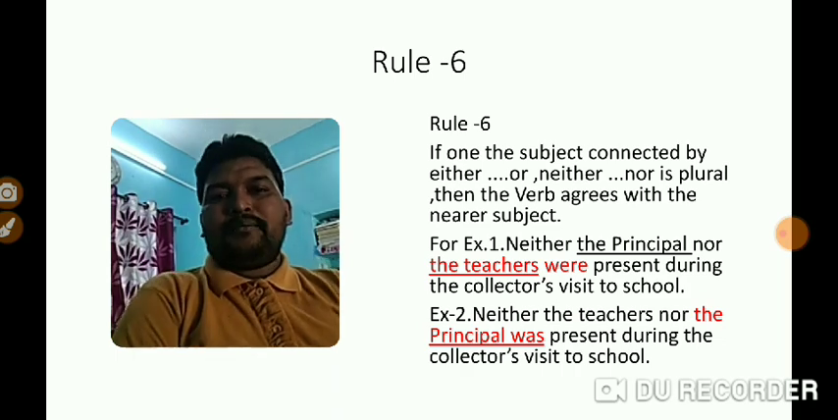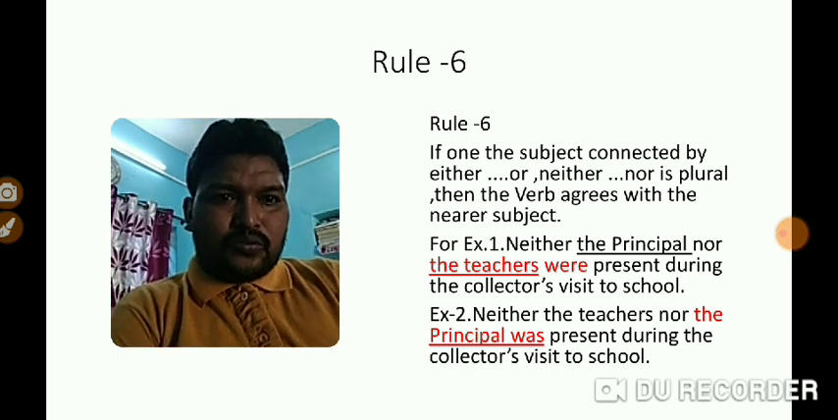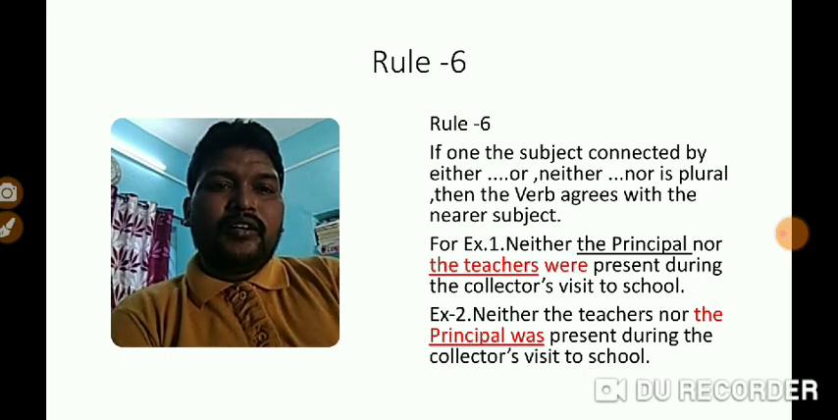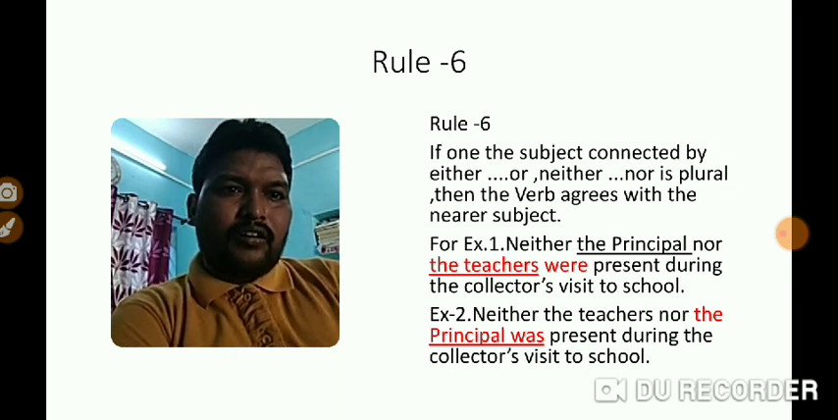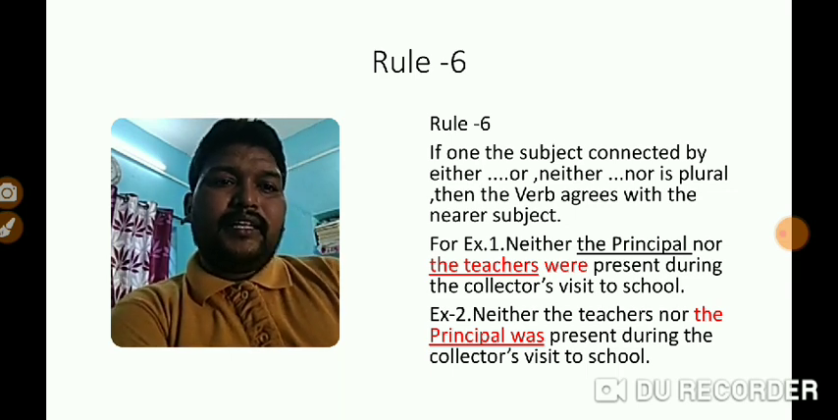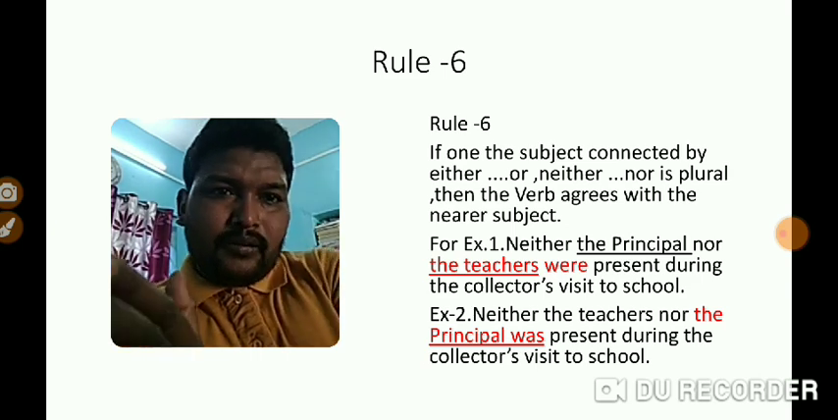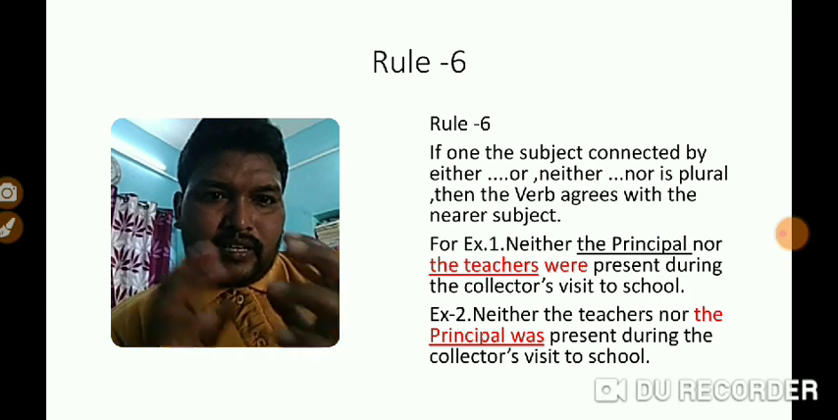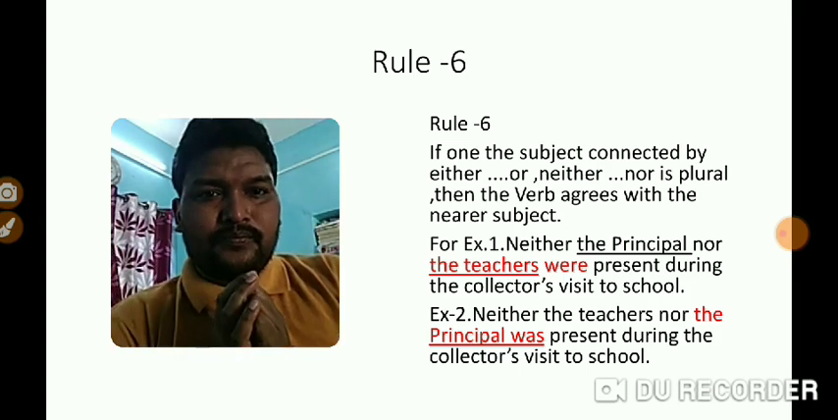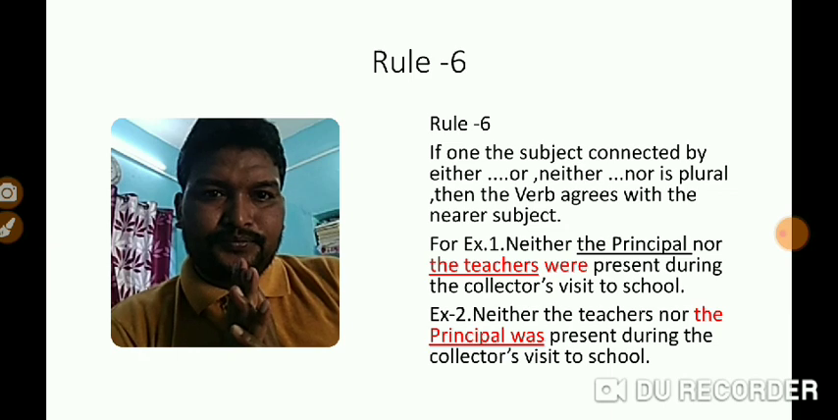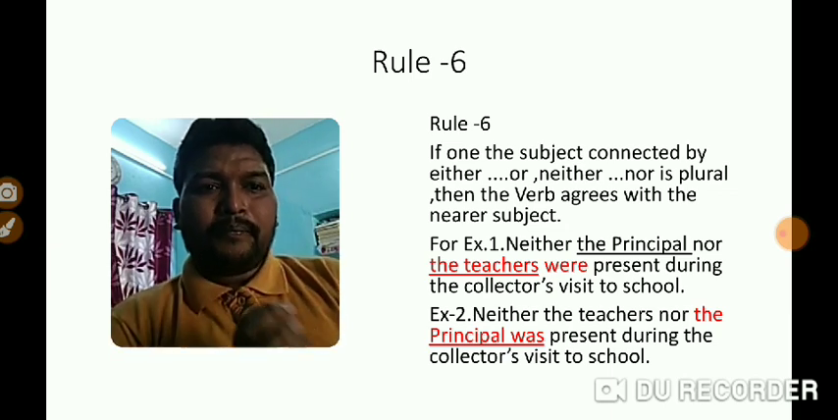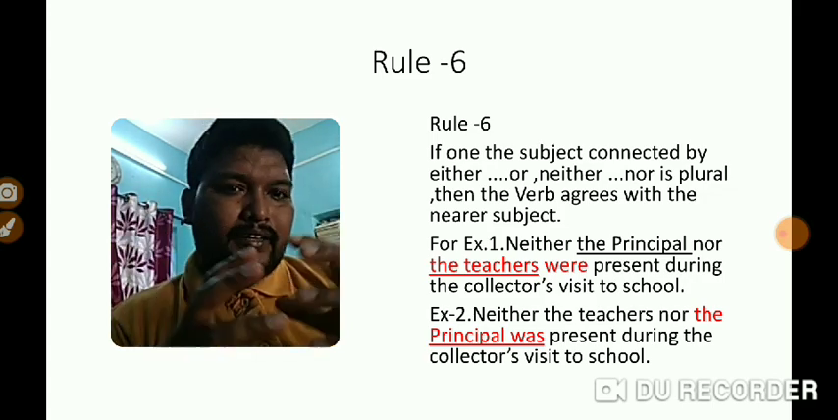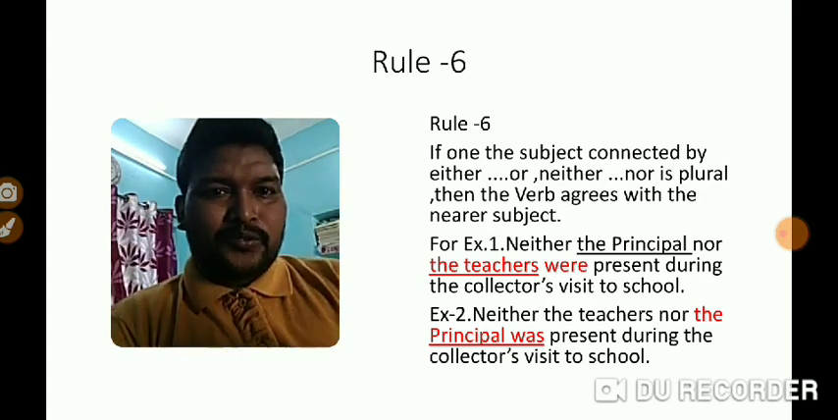What does the next rule say, my dear children? The next one is also easier for you. If one of the subjects connected by either-or or neither-nor is plural, then the verb agrees with the nearer subject. In rule number 5, I had taken two singular subjects, Ram and Syam, you and I. These are all singular subjects. So if singular subjects are connected with either-or, then we use a singular verb.